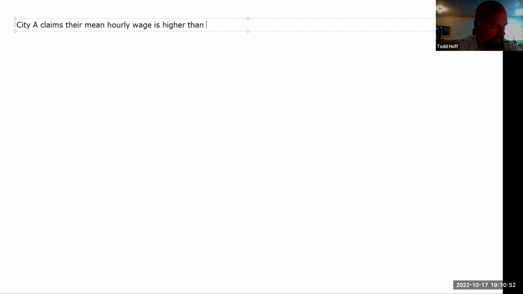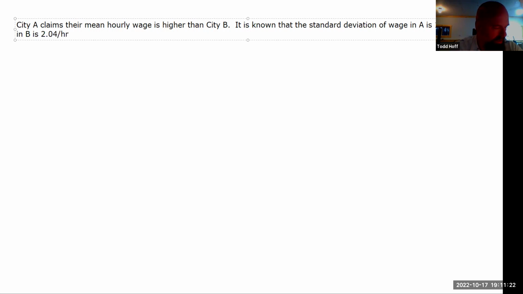Turn the page. There we go. So a city, City A claims their mean hourly wage is higher than the neighboring city, city B. It is known that the standard deviation of wage in city A is $1.94 per hour, and in B is $2.04 per hour.